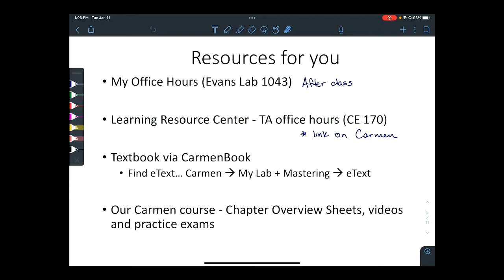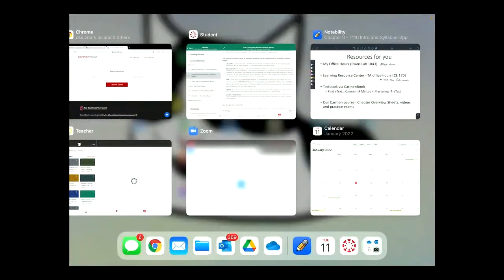So we also have a fleet of teaching assistants that also have office hours, and I will show you where to get that information. We have something called the Learning Resource Center. It's in Celeste 170, that first floor of the lab building. There are always 5 or 6 teaching assistants in that room for drop-in tutoring.